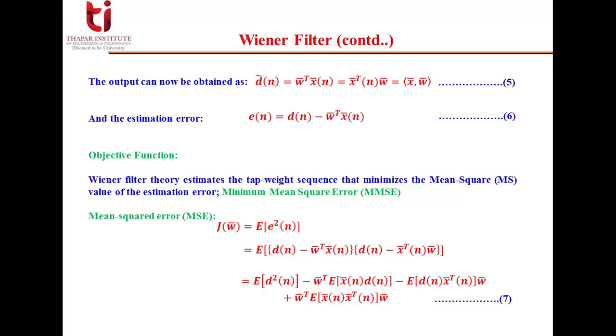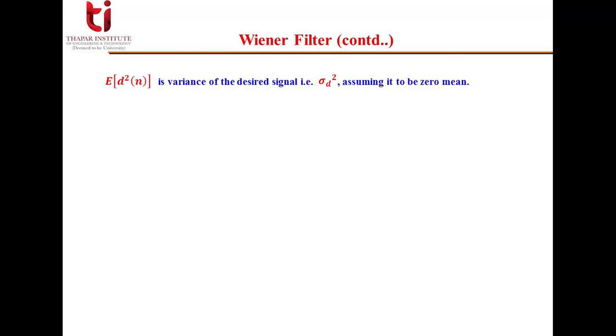Starting with the expectation of d square n. d n is nothing but the desired signal. So the expectation of d square n is the variance of the desired signal. We can represent it with sigma d square, and we are assuming that the mean of this is 0.